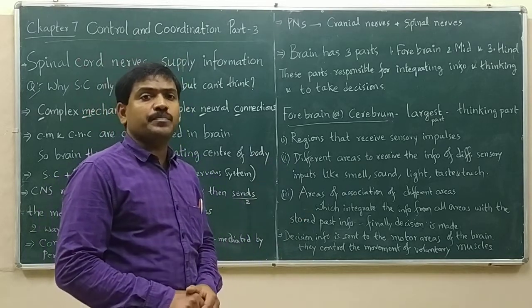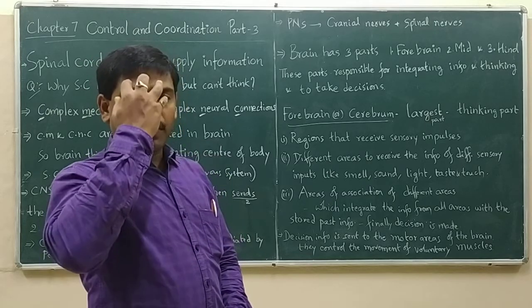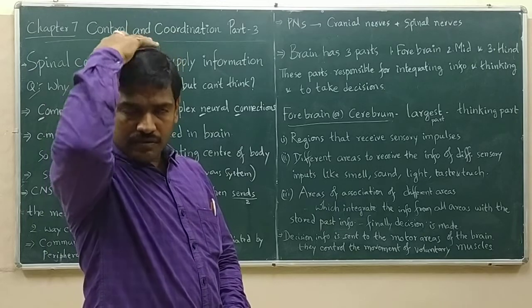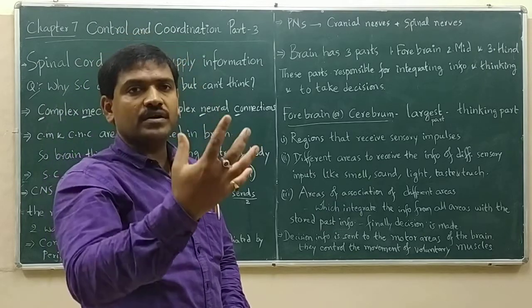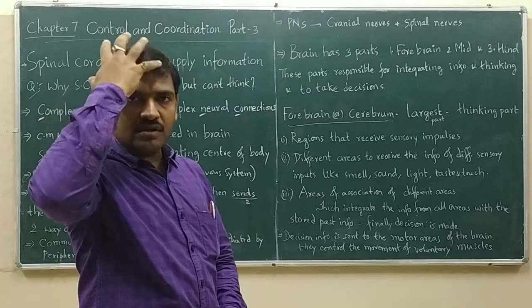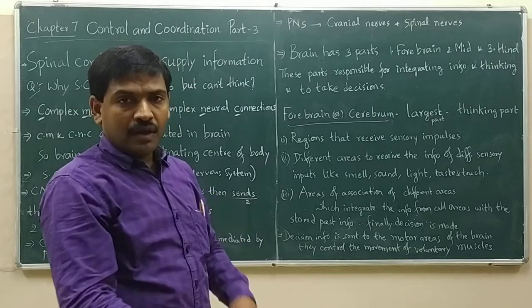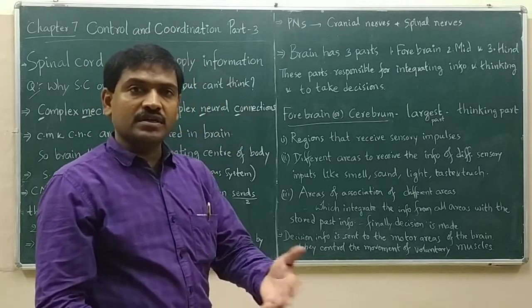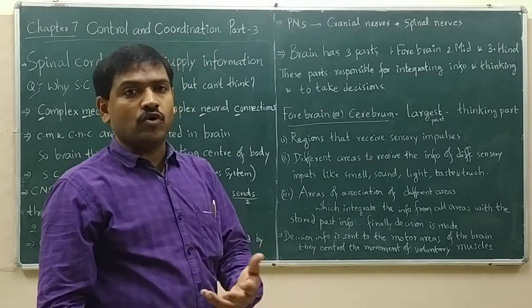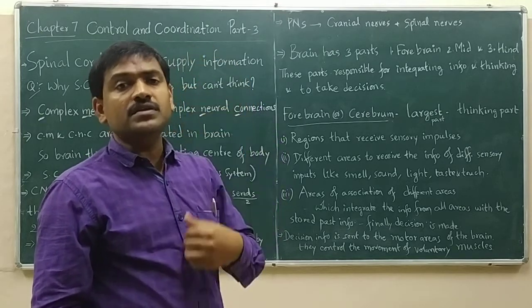Forebrain is the largest part in our brain. Forebrain is the largest part, from here to here, the entire part, as it is present in front of the entire total brain. So it is called forebrain, right? Like our forearm, like our foreleg, whichever is in front is called fore. So in the brain, whatever part is present in front, that is forebrain.